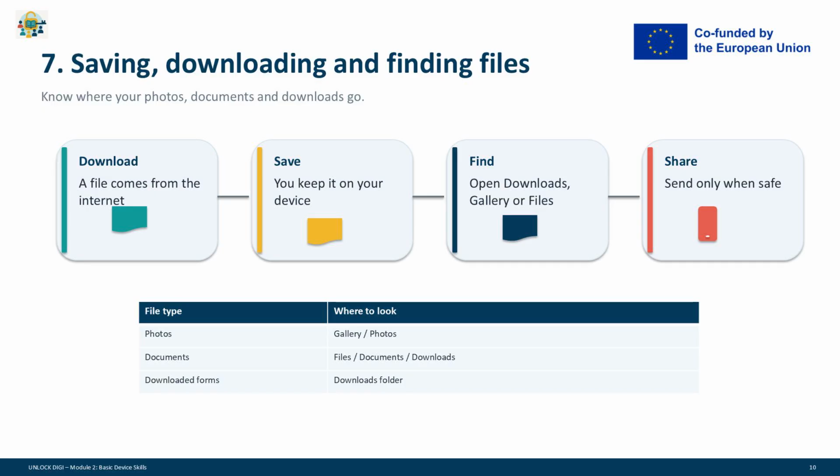Documents may be in Files, Documents, or Downloads. Forms from websites are often in the Downloads folder. It is useful to know where your files go. This helps when you need to send a document, print a form, or find a photo again. Also remember, do not download files from websites you do not trust.